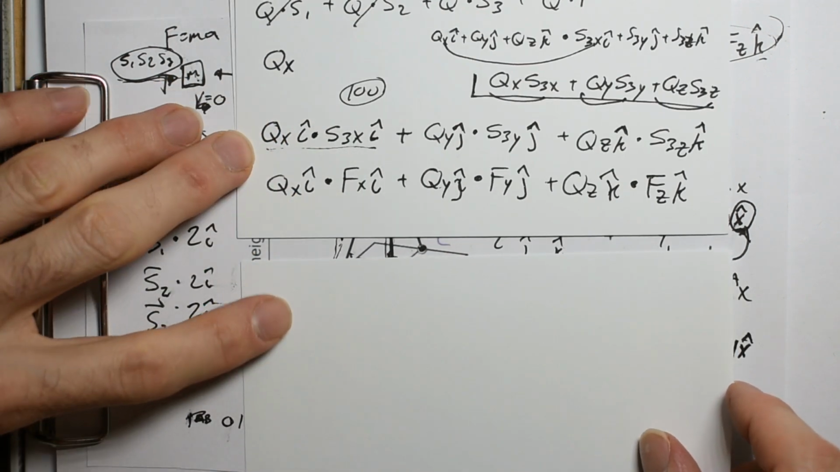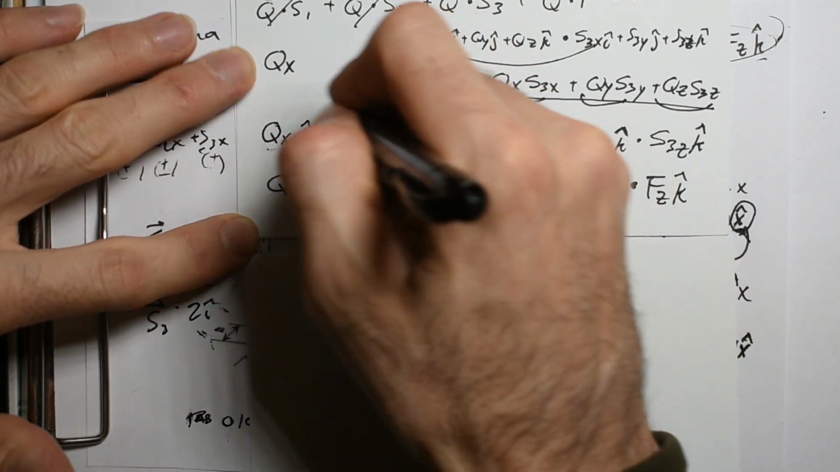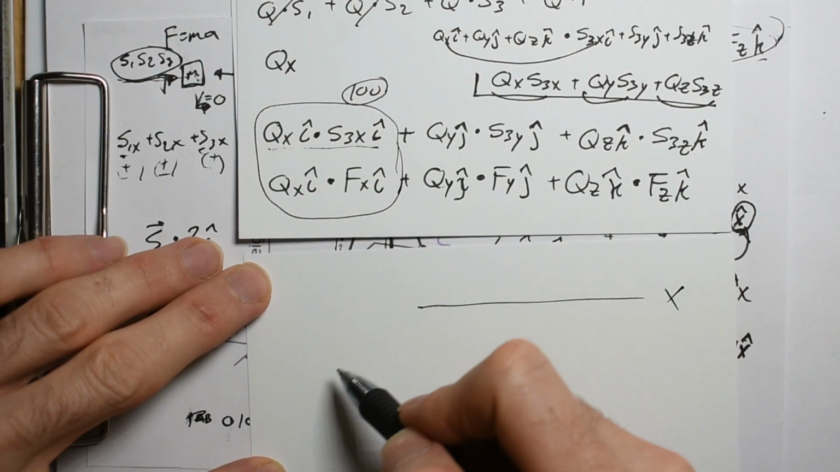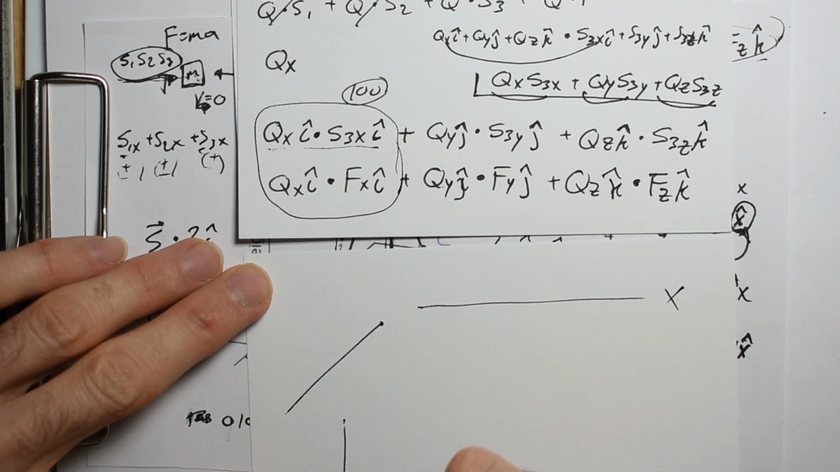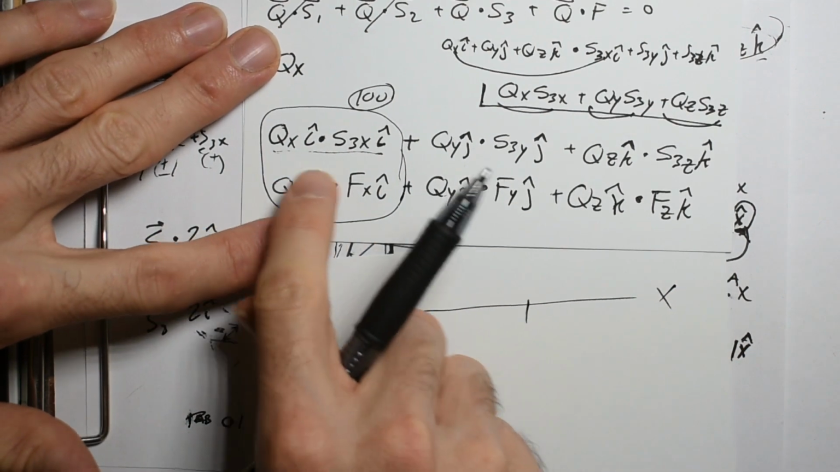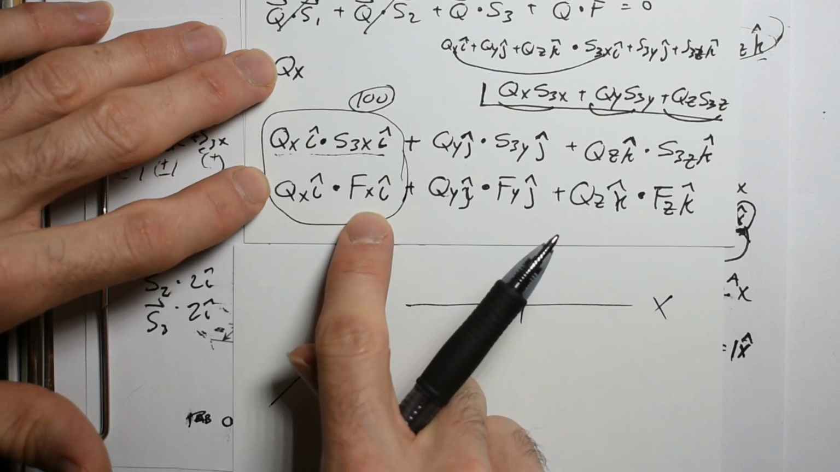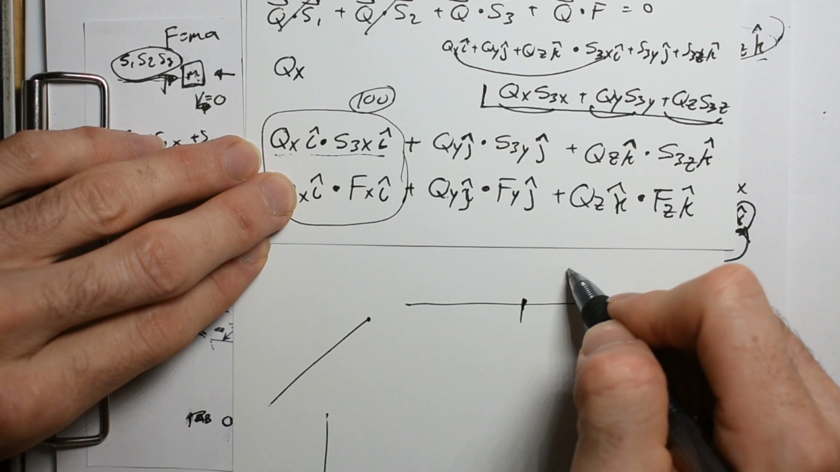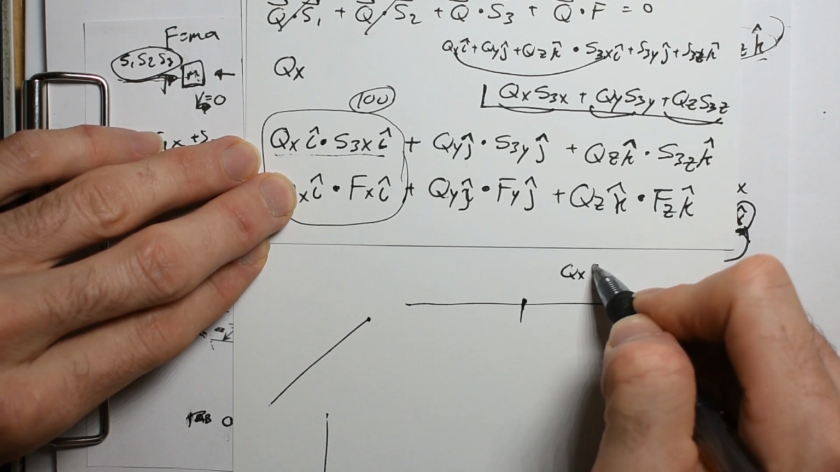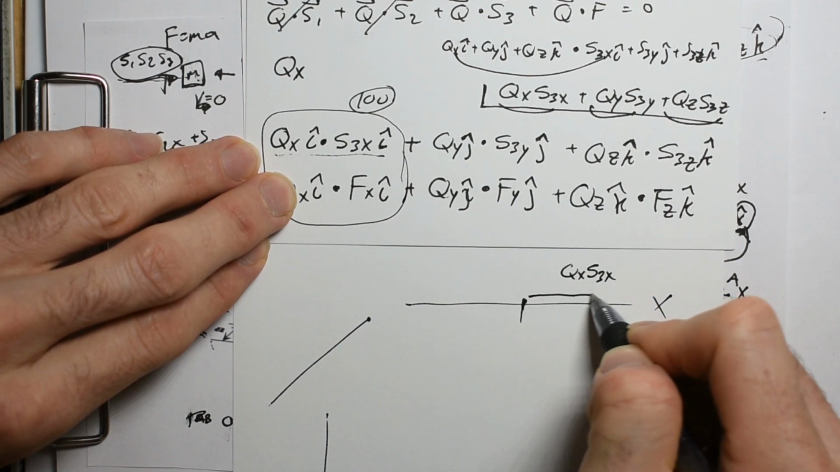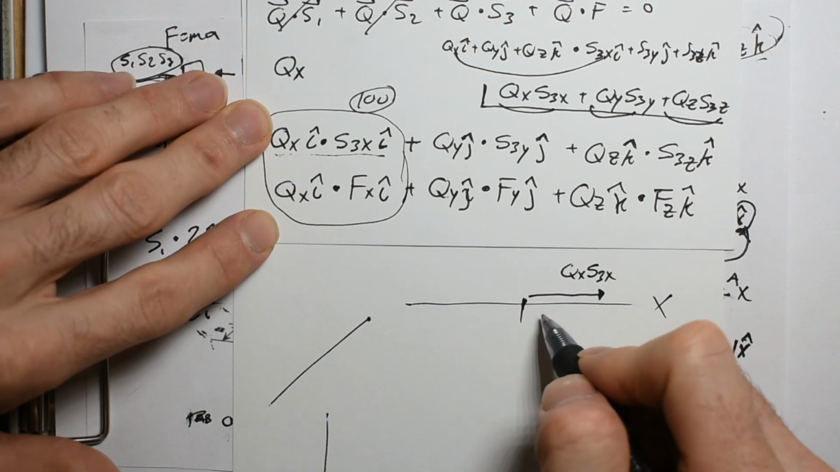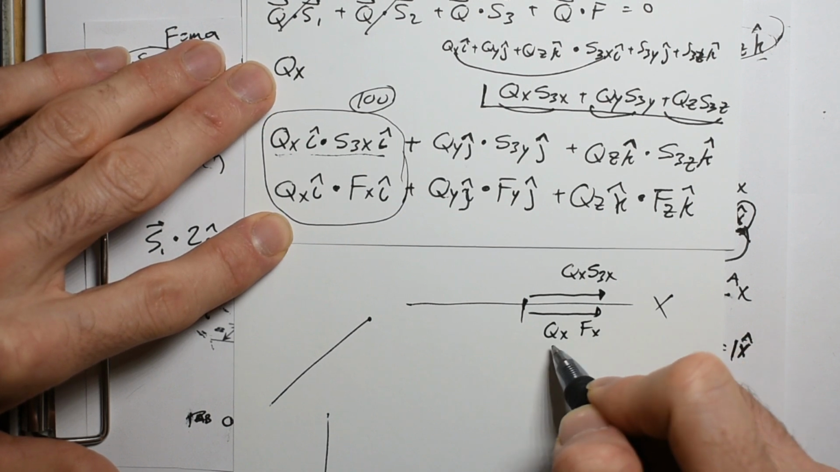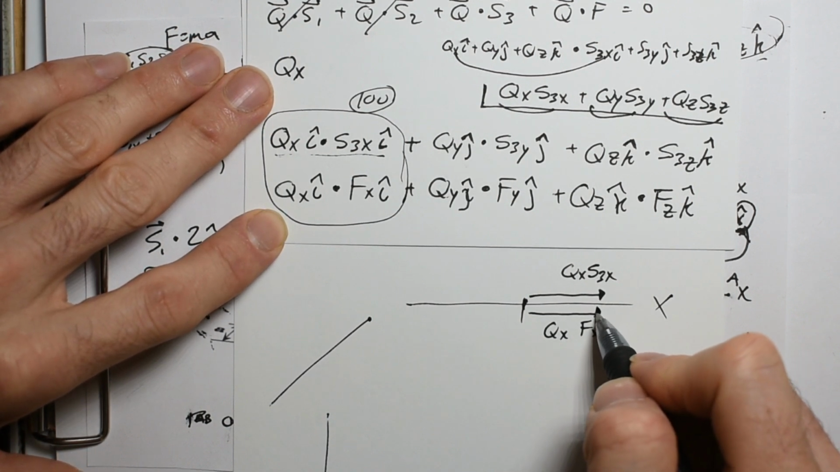This now gives you, like, this is its own equation. Just like I said, we were doing the x direction, and then the y direction, and then the z direction. So this is my equation. This is my origin, and I'm going to have Q x S3x this way, and then that's going to equal Q x Fx in that direction.